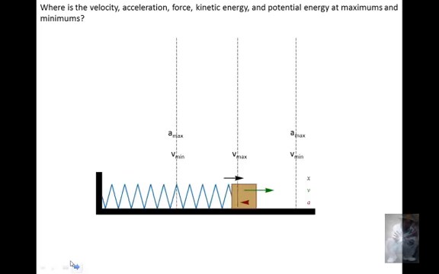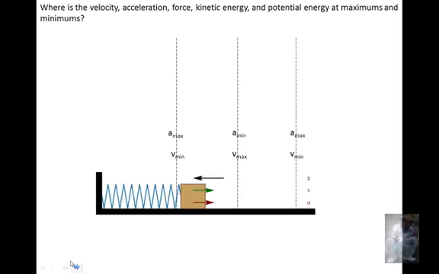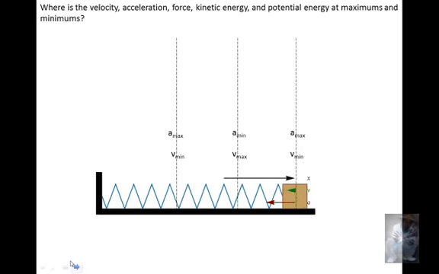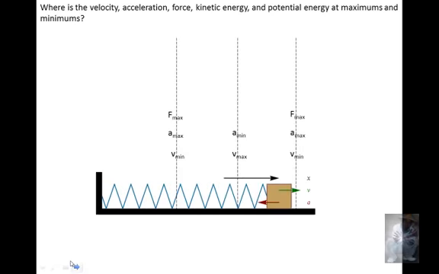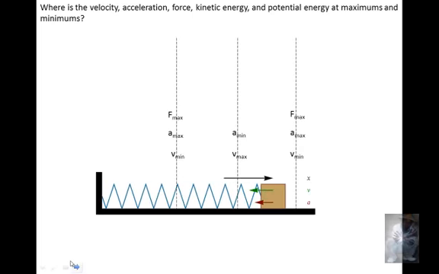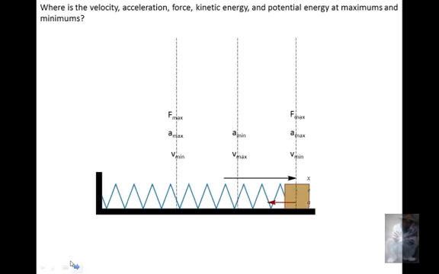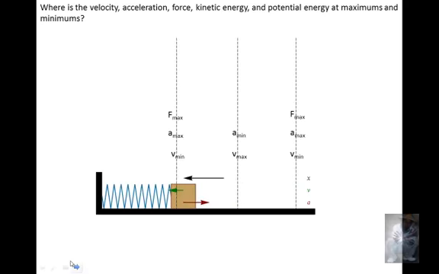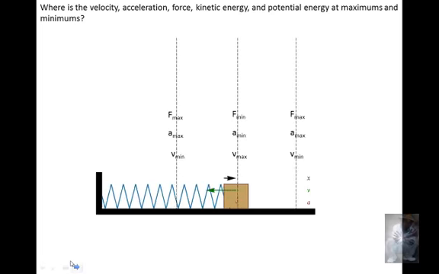The acceleration is a maximum at the ends and a minimum in the middle. And if we look at the forces, they correspond to the accelerations. Because of Newton's second law, where F is equal to ma, because the accelerations are maximums at the ends, then the forces must be maximums. Because the acceleration's a minimum in the middle, then the force will be a minimum in the middle.